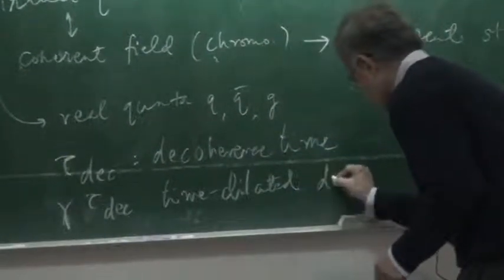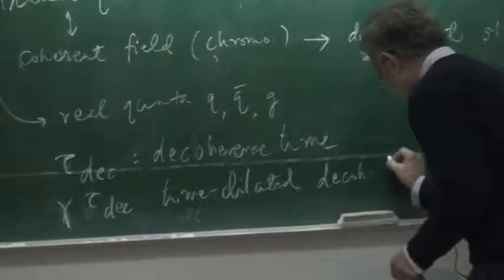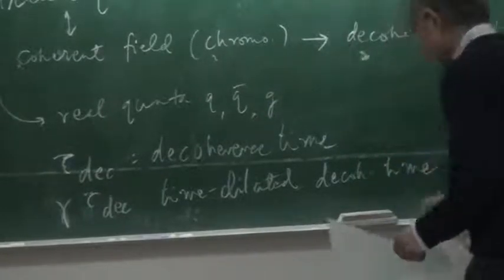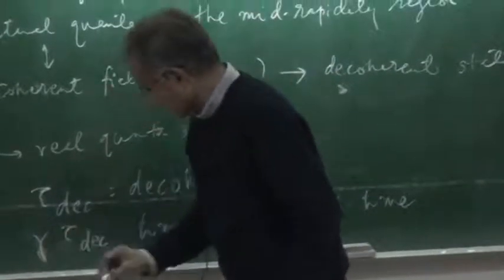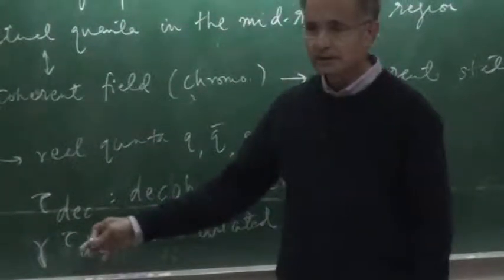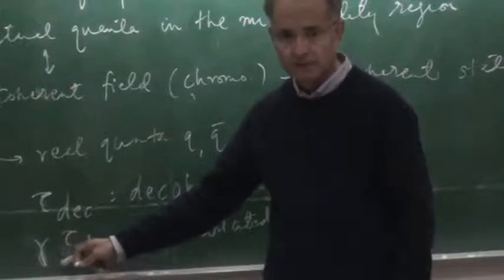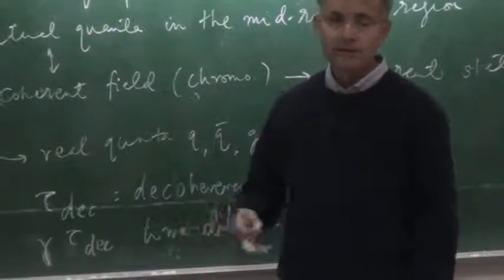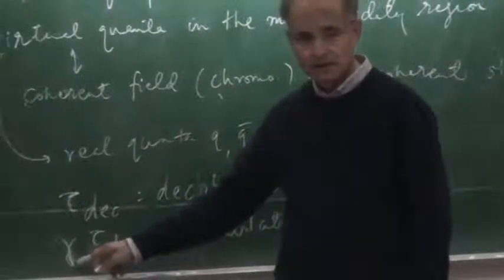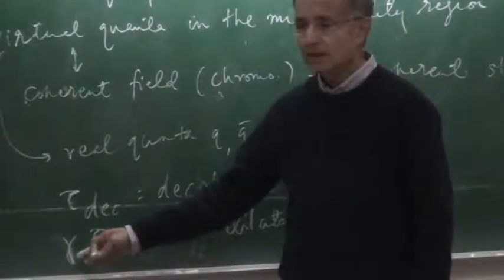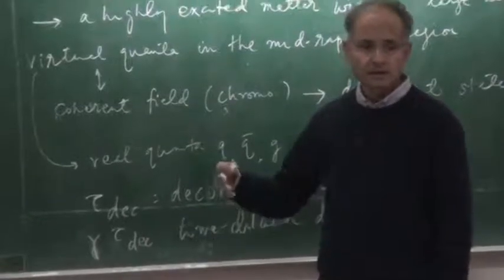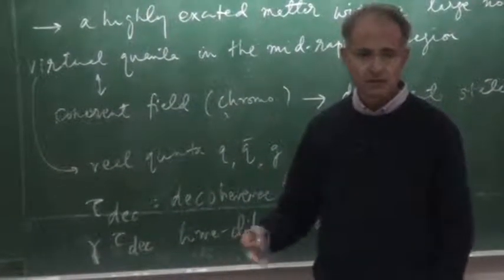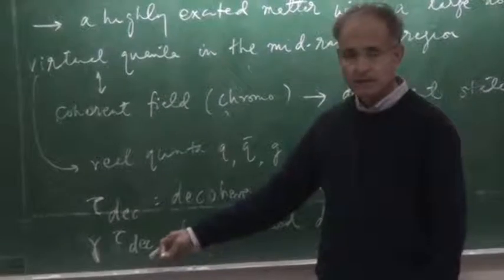Decoherence time. Partons which are moving slowly have a small gamma factor. Partons which are moving very fast have a very large gamma factor. So fast partons decohere after a relatively longer time. They take a long time to become decoherent.